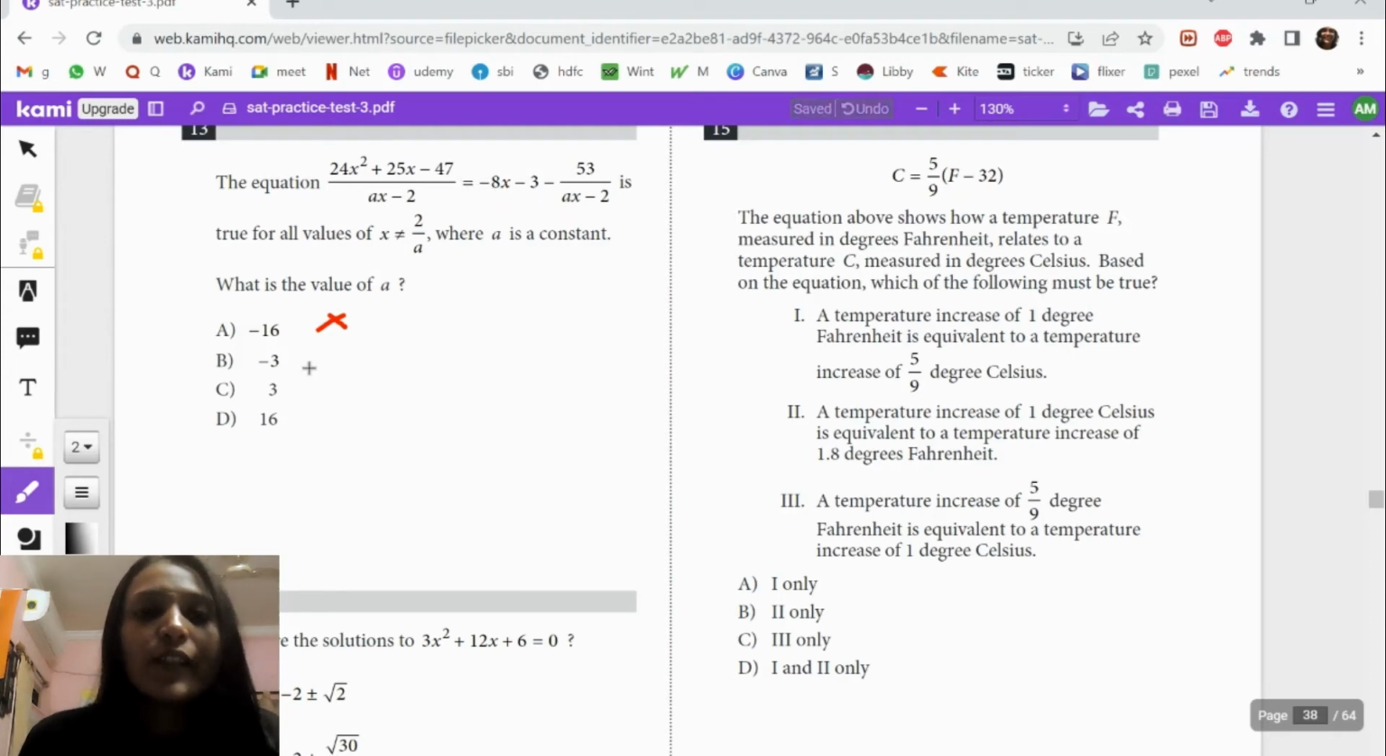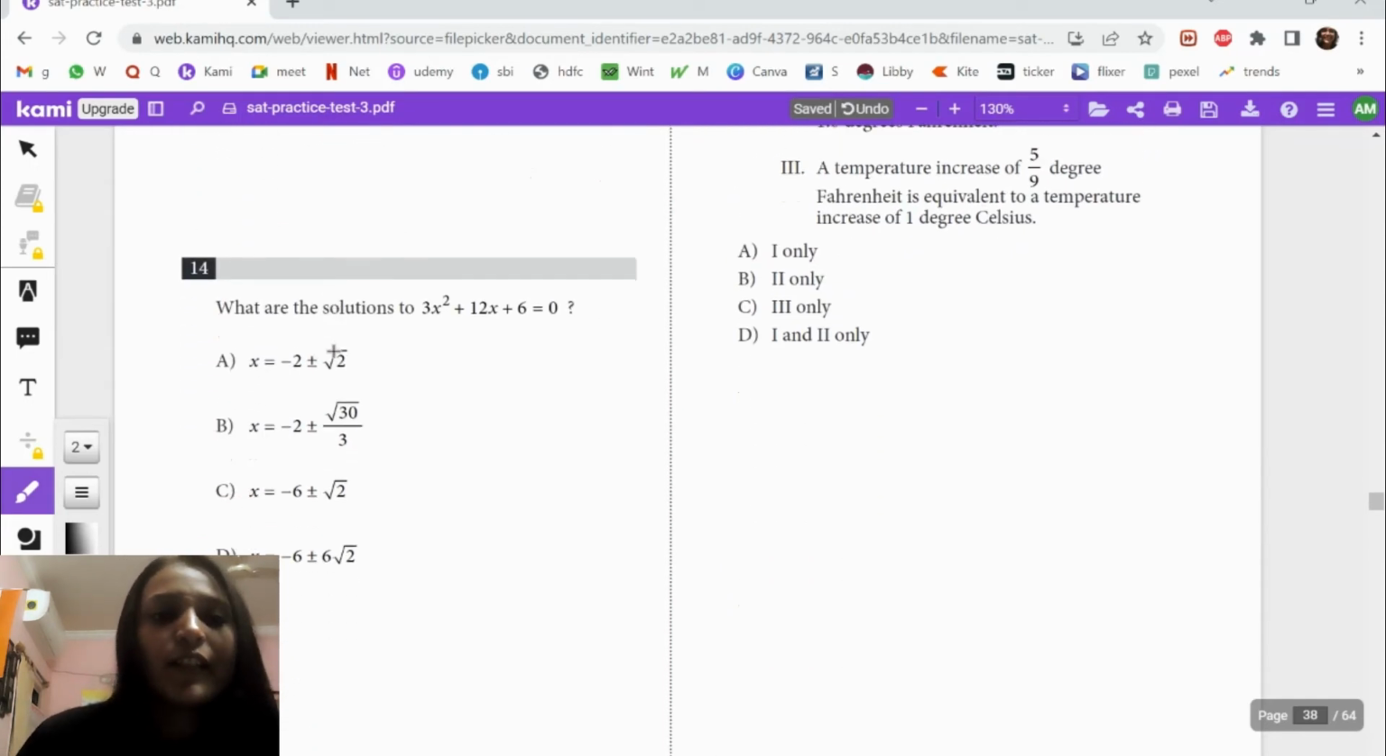So negative 3 is definitely an option. If we take 3, we are going to get minus 24x square, which is again not right. And 16 again is not right. So your answer should be, directly and very quickly, you're able to figure out it is negative 3. Let's go to the 14th question now.